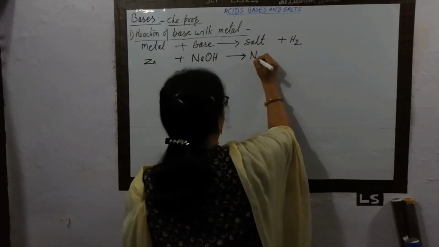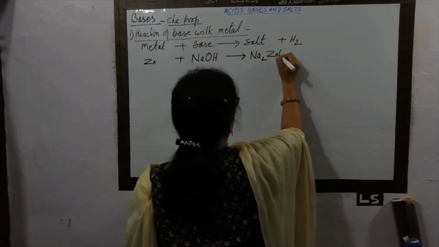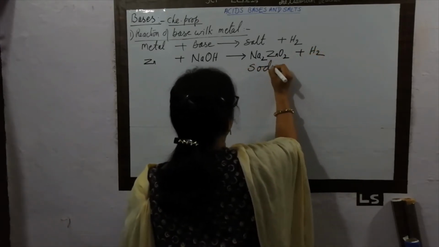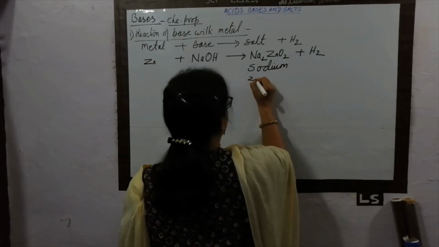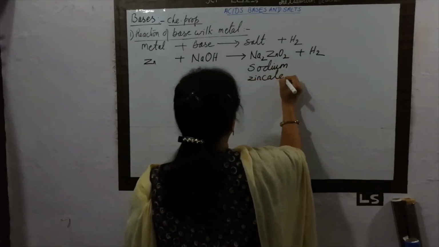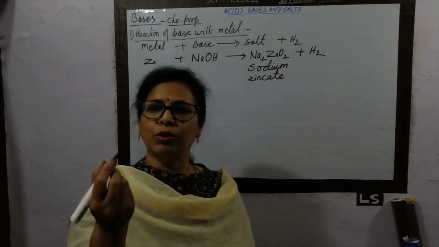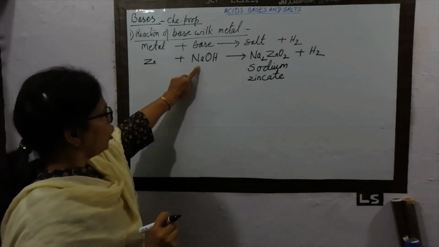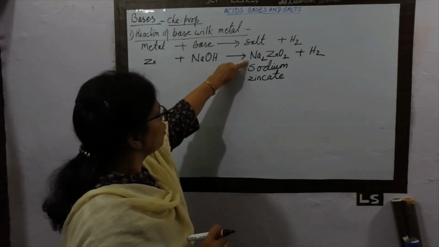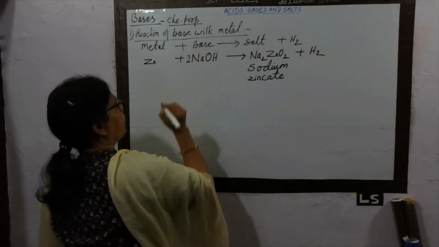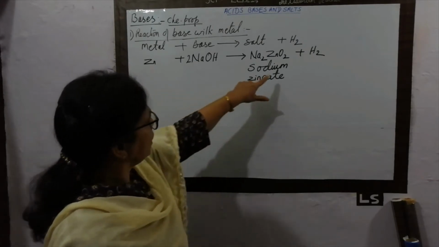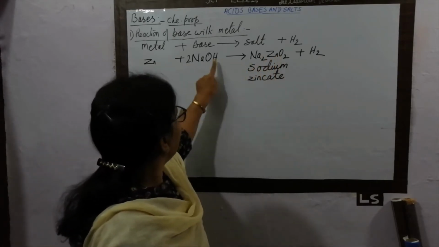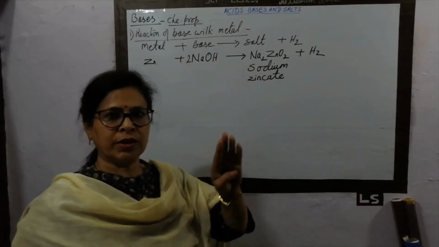That is Na2ZnO2 with releasing H2. This is called sodium zincate. This is not the ordinary salt, so you must learn this equation. Now check the balancing here. Sodium Na 1, here Na is 2. So we have to put 2 here. What about the zinc? Zinc 1 is here, here zinc is also 1. What about the O? O2, here O2, H2, here H2. Now this equation is balanced.